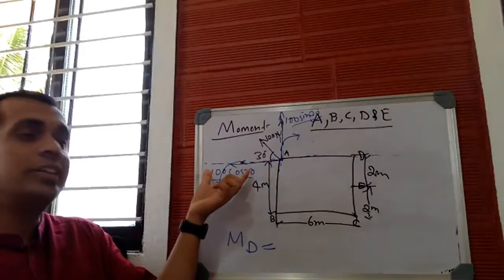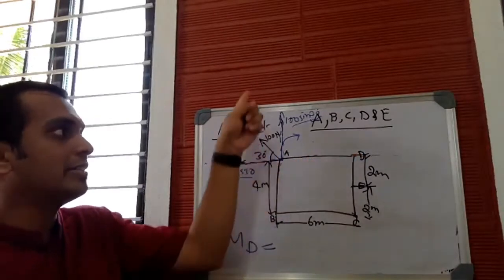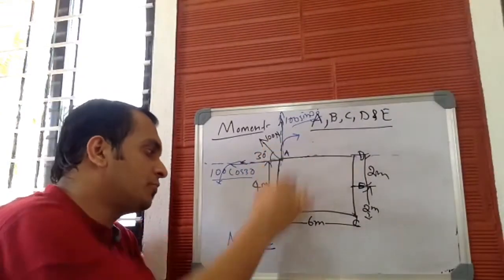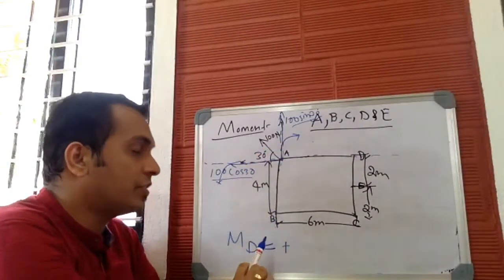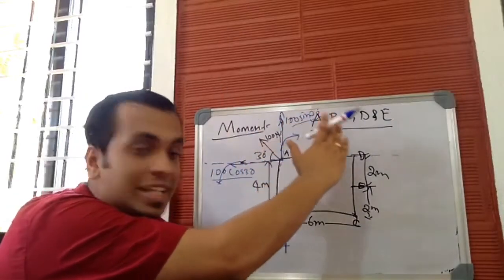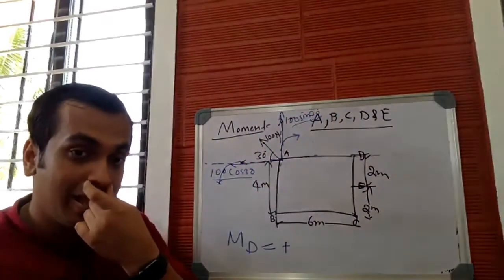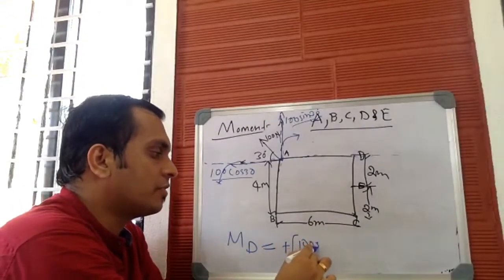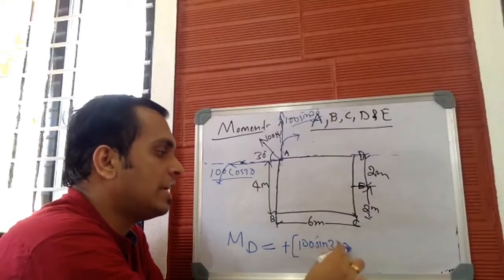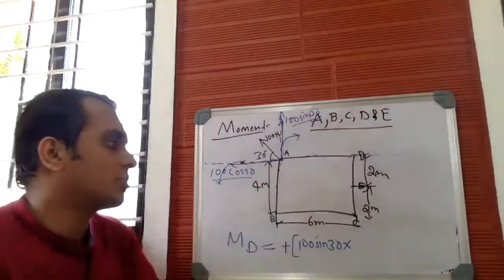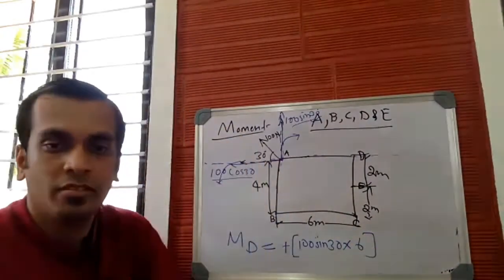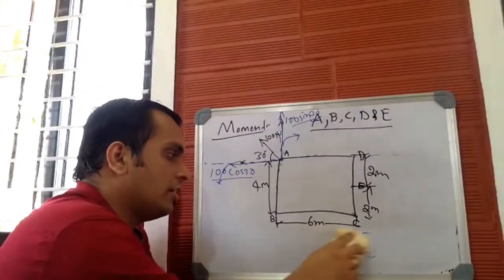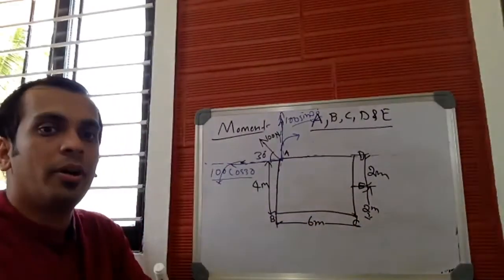So 100 cos 30 cannot produce any moment about point D, but 100 sin 30 will produce some moment about point D. Check whether 100 sin 30 produces clockwise or anti-clockwise. It will be clockwise, because the line of action is vertical, the force moves vertically upwards, and the point about which we need moment lies on the right hand side of the line of action. So it will be clockwise. 100 sin 30 into the perpendicular distance, which is 6. Simplify this and find.